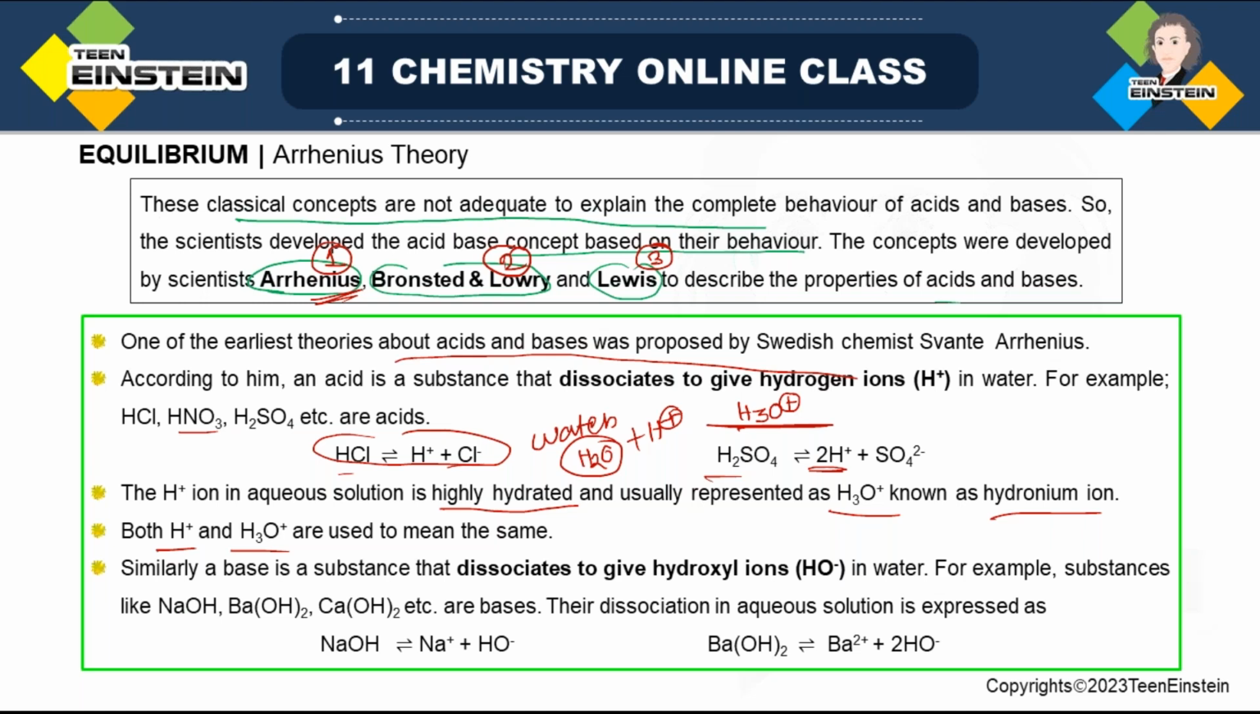What about base according to Arrhenius? Similarly, a base is a substance that dissociates to give hydroxyl ions HO minus in water. So once the base is dissociated, there must be presence of HO minus. Here we have examples: sodium hydroxide, barium hydroxide, calcium hydroxide. For Na, the oxidation state is +1, so only one HO minus. For Ba it is 2 plus, so there are 2 HO minus. For calcium also the same thing. So in Ba(OH)2, we are getting one barium 2 plus cation, but the presence of hydroxyl ion is important. Otherwise, you cannot call them Arrhenius base. And for acid, if there is no H plus after dissociation, you cannot call them Arrhenius acid. Fine.